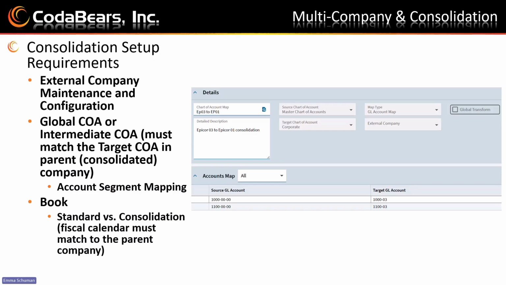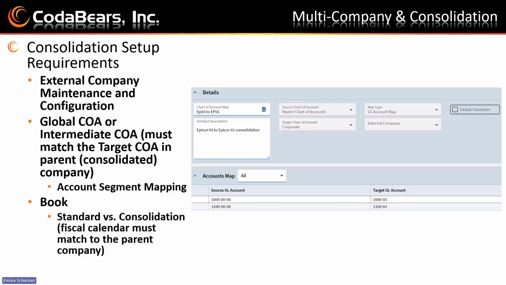If the child company COA is different from the parent, account segment mapping is then used to translate local account structures into the corporate structure. There are two options available for COA mapping. We can map based off of segments, chart, division, department, or any other segments that you might have, or we can map based on GL accounts. I find that mapping on segment is easier, and there's also a DMT file to handle this process.